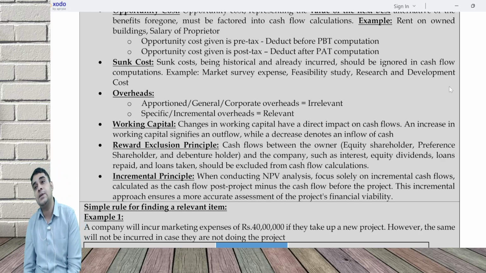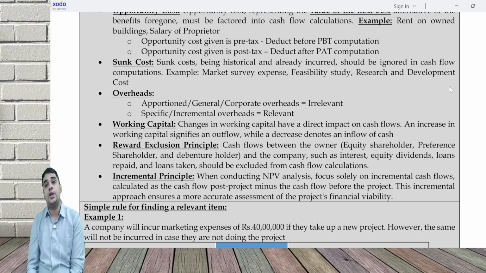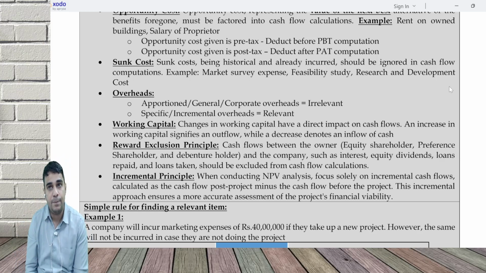Working capital: increase in working capital is an outflow, decrease in working capital is an inflow. You'll have to ensure that you do this calculation. We were doing this analysis even when I did corporate valuation. Corporate valuation also we did some adjustments on working capital front.